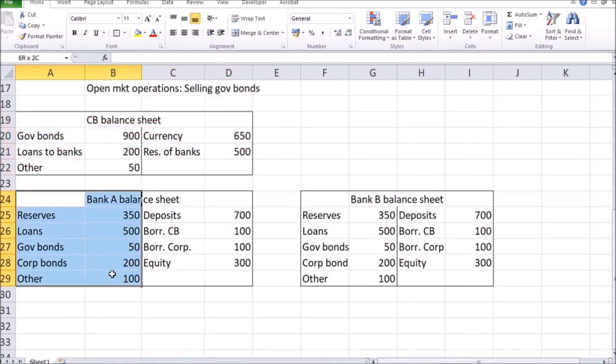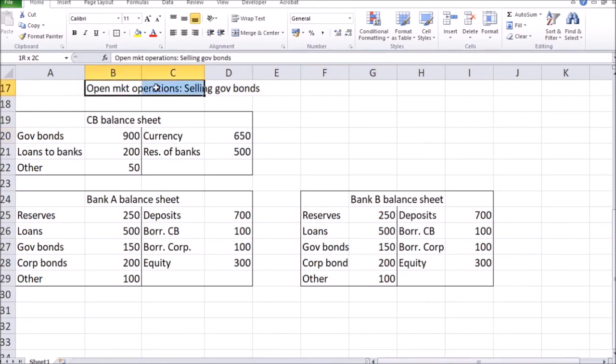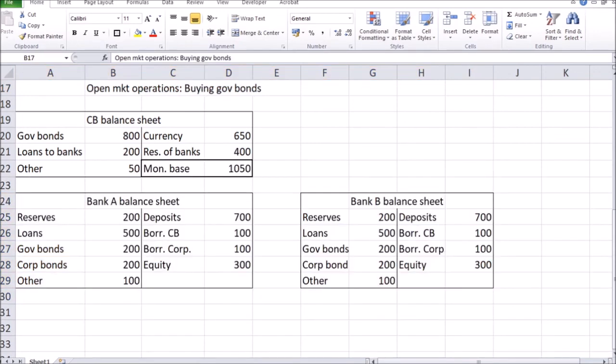The changes to the commercial banks balance sheets are that they will have less reserves, from 350 down to 250 each, and the amount of government bonds increases by 100 up to 150. Similar change to Bank B. A decrease in reserves and an increase in government bonds. So that's only a transformation of one asset into another as a result of the central bank selling government bonds to the banking system. Now, if we back up just for a minute, when the central bank was buying government bonds, let me just show what happens to the balance sheet when that happens.